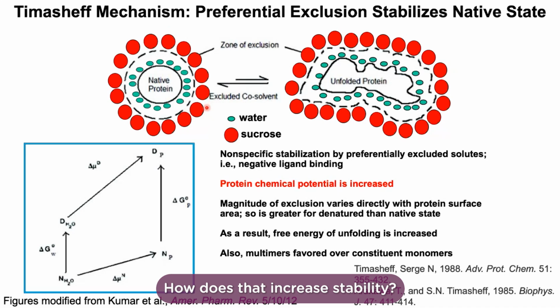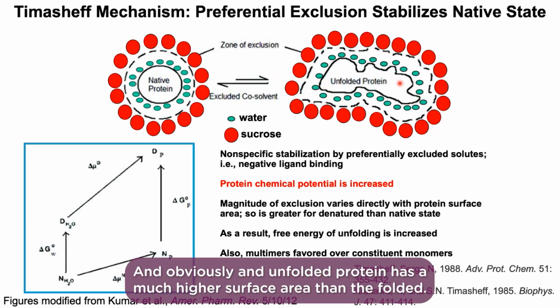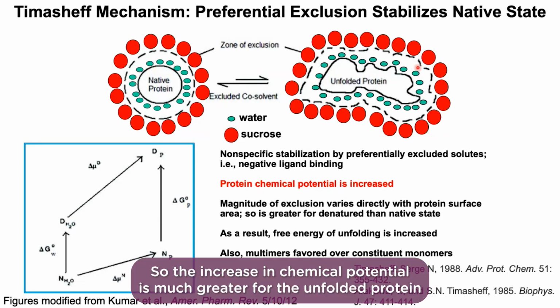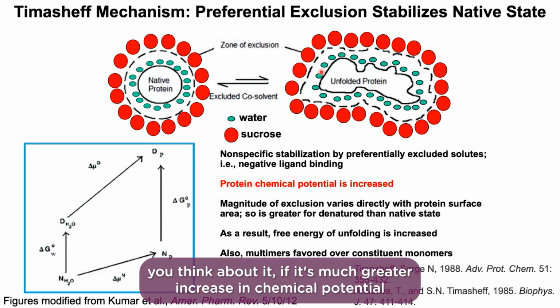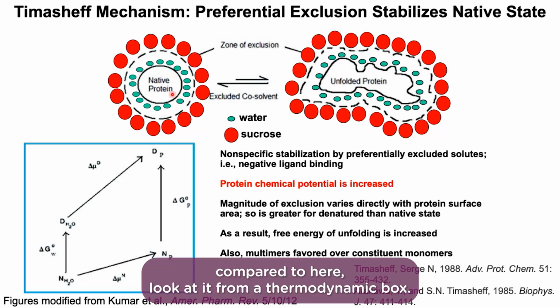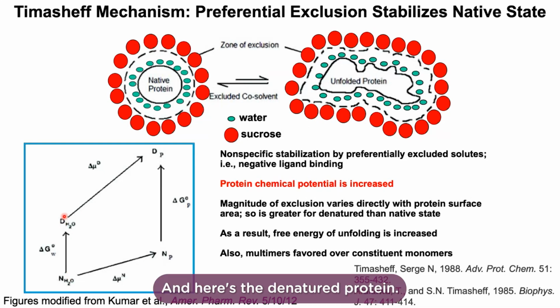Well, that's interesting. How does that increase stability? Well, the degree of exclusion depends on the surface area of the protein species. And obviously, an unfolded protein has a much higher surface area than the folded. So the increase in chemical potential is much greater for the unfolded protein than the folded. So if you think about it, look at it from a thermodynamic box. So you have your normal in water situation. Here's a native and here's the denatured protein. You have a certain free energy barrier.